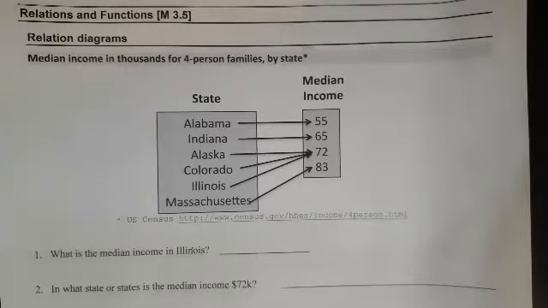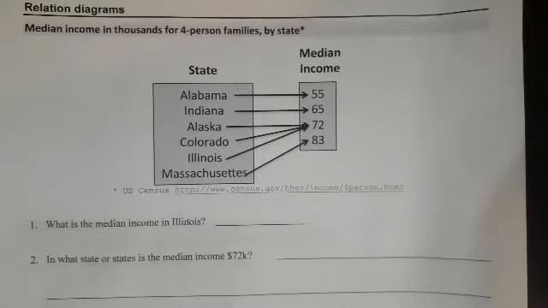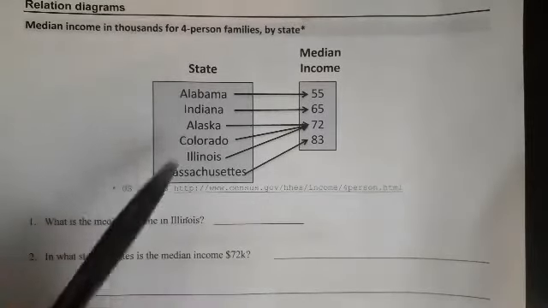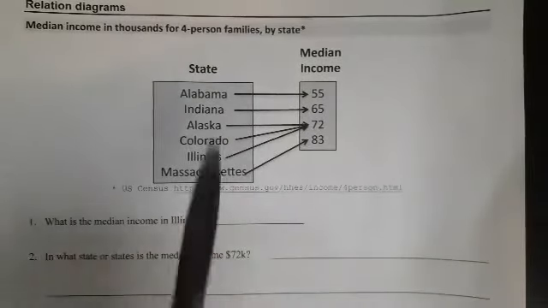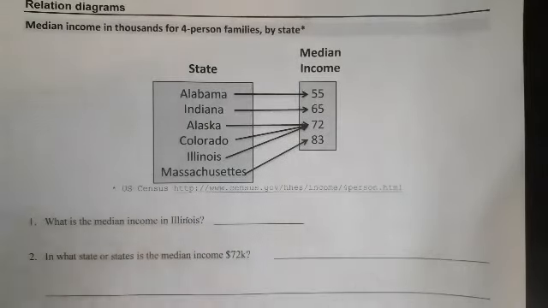And so the first thing they jump into here is a relation diagram. So I've talked a little bit about set theory. Set theory is a topic within logic. And so if we apply set theory here, this is the set of states. This is a set of median incomes, and then these arrows are a sort of relation that goes from this set to this set. And so I think we just jump into these questions.